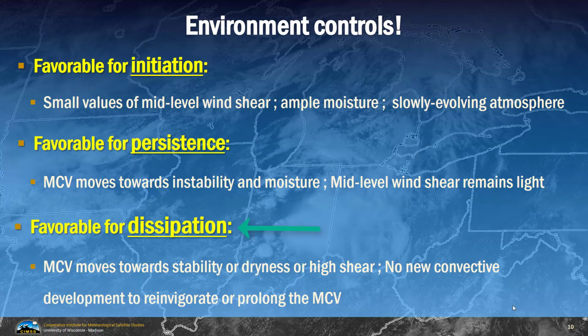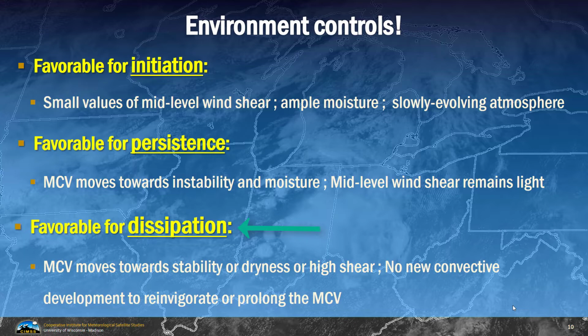For an MCV to dissipate as it's approaching you, if it's moving towards stability or dryness or high shear, that's going to suppress any new convection. For an MCV to persist, it requires convection so that mid-level latent heat release will continue to provide energy to the mid-level vortex.